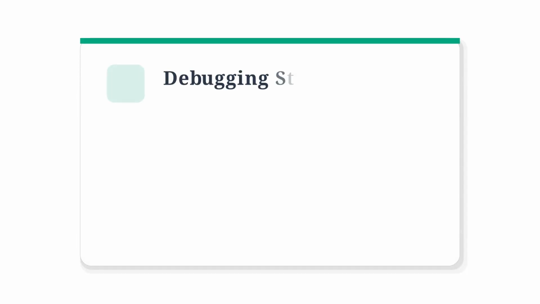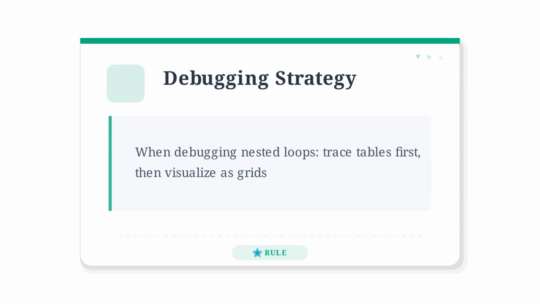Here's your debugging strategy for nested loops. Always start with trace tables to see exactly what's happening, then visualize it as a grid to understand the big picture. This 2-step approach makes any nested loop crystal clear.